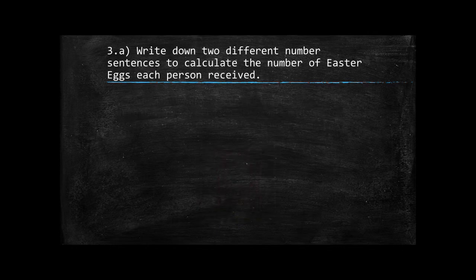3a. Write down 2 different number sentences to calculate the number of Easter eggs each person received. Right, the first way we can do this is to divide out each kind of Easter egg between the 5 people. So we could say 15 divided by 5 for the marshmallow eggs, plus 35 divided by 5 for the lint eggs. Or we could add up our total number of eggs, 15 plus 35, and then divide that by 5.